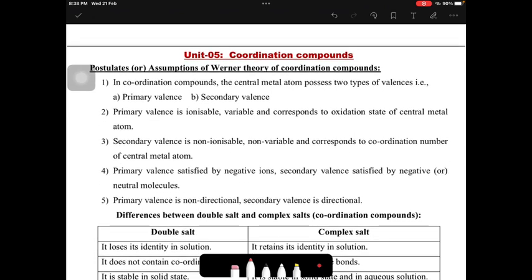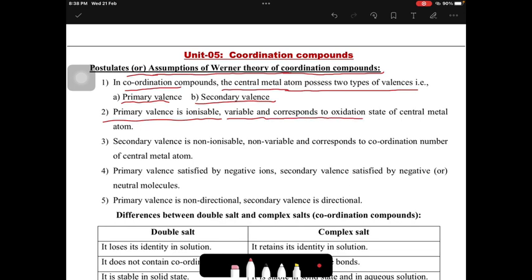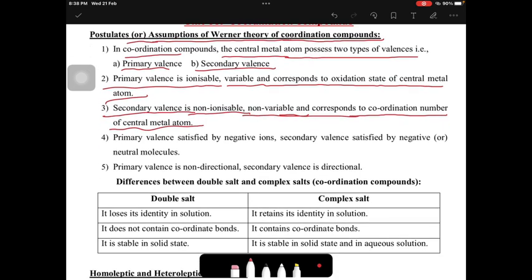Next, coordination compounds. The first important topic in this chapter is the postulates of Werner's theory of coordination compounds. In coordination compounds, the central metal atom possesses two types of valencies: primary valency and secondary valency. Primary valency is ionizable, variable, and corresponds to the oxidation state of the central metal atom. Secondary valency is non-ionizable, non-variable, and corresponds to the coordination number of the central metal atom.